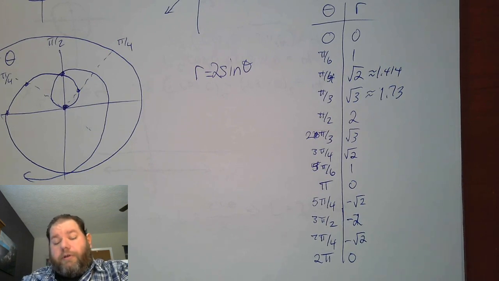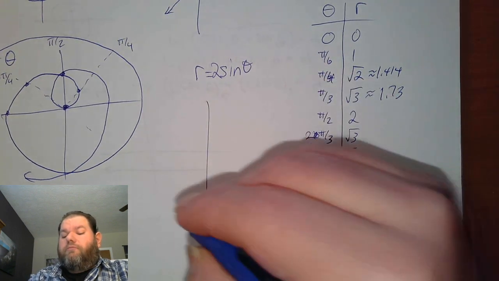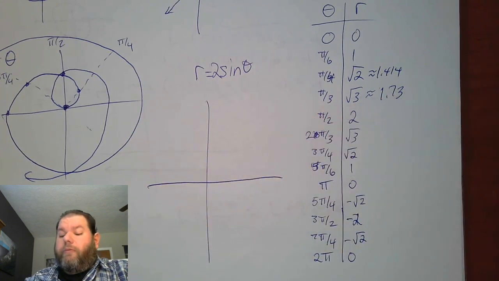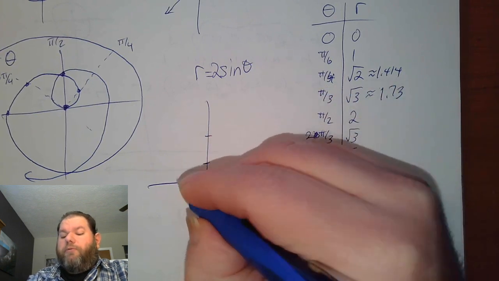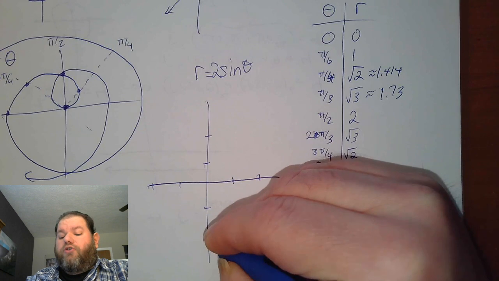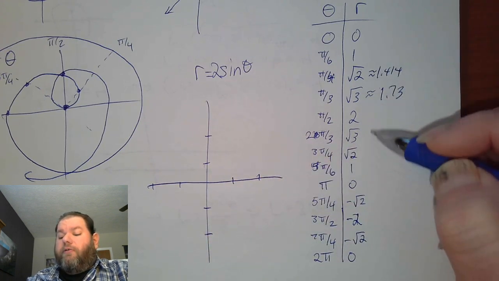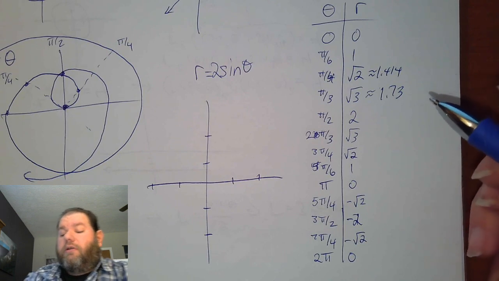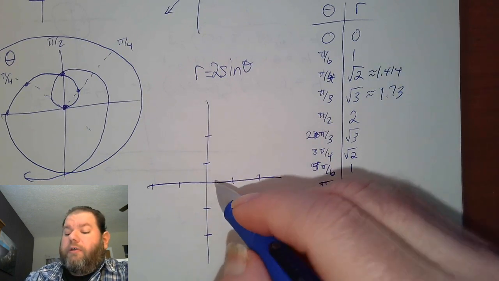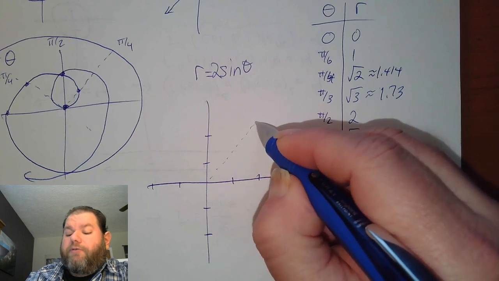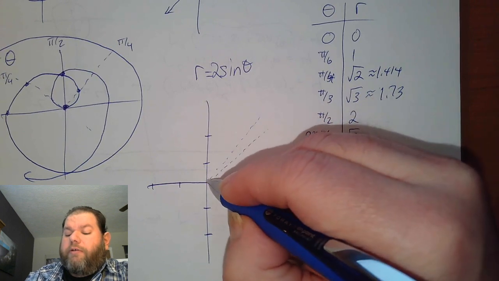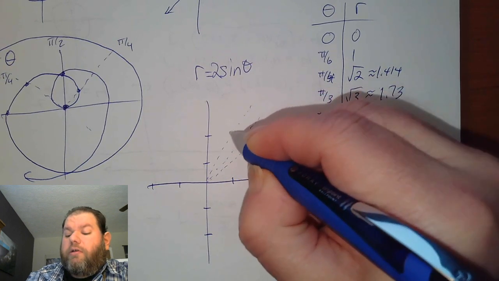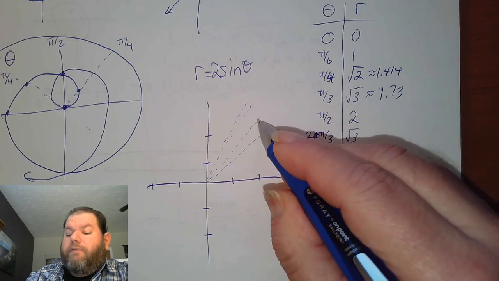So we have all those coordinates to plot. I'm going to draw 2 points on each axis because the largest value we have over here is 2, so that's as far out as we may go. And so, very lightly, I'm going to try to draw in angles for pi over 6, pi over 4, pi over 3.